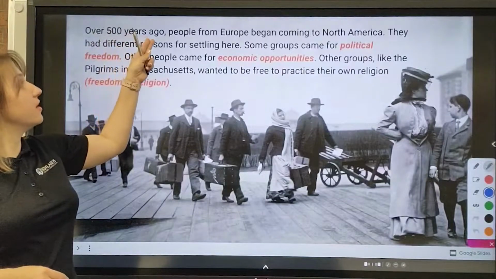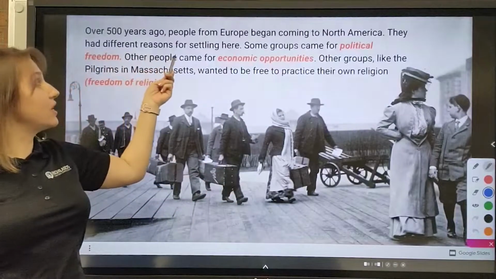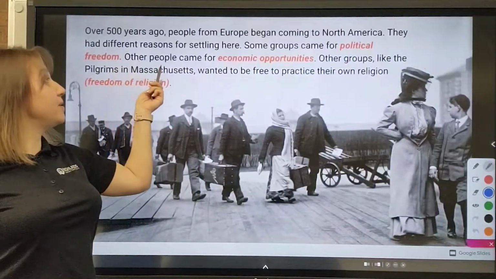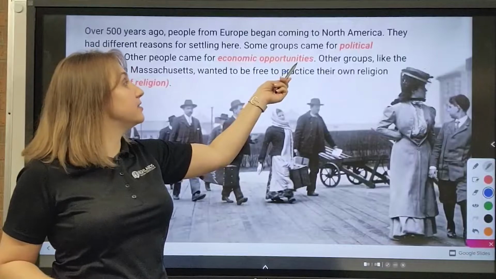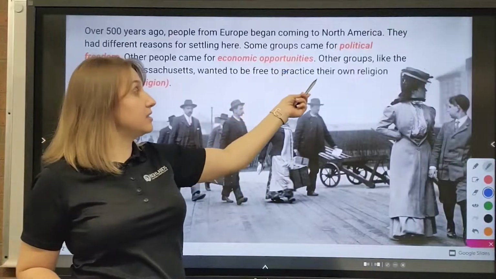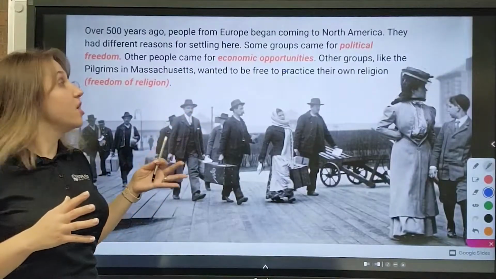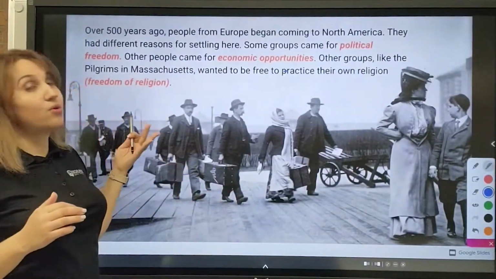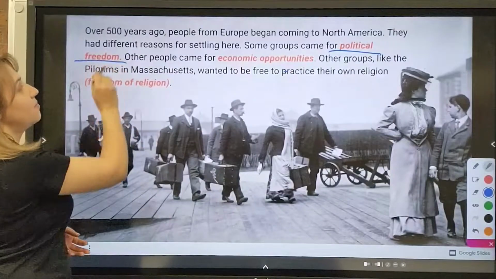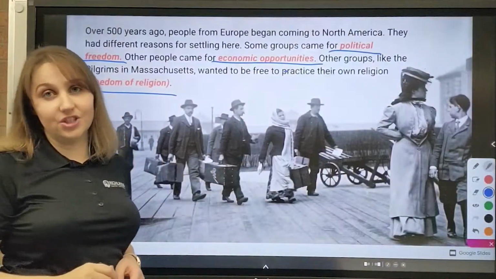Over 500 years ago, people from Europe began coming to North America. They had different reasons for settling here. Some groups came for political freedom, other people came for economic opportunities. Other groups, like the Pilgrims in Massachusetts, wanted to be free to practice their own religion. So here we have the list of major reasons why immigrants would come to America. And these reasons are political freedom, economic opportunities, and the freedom of religion.